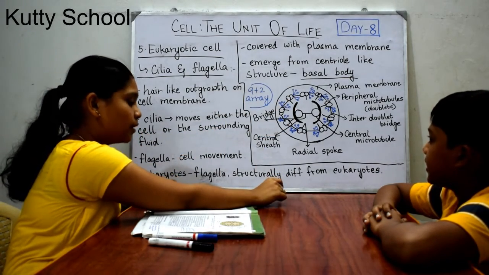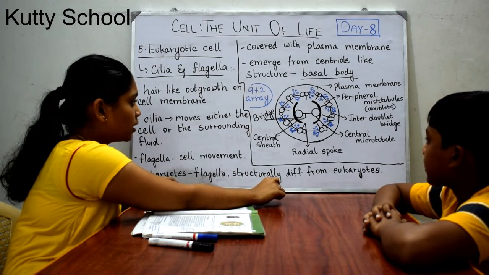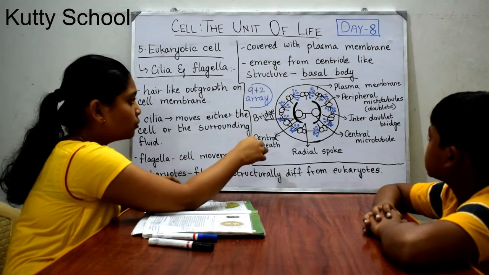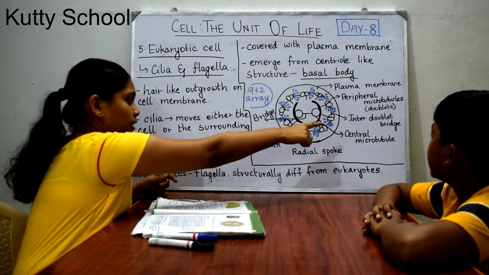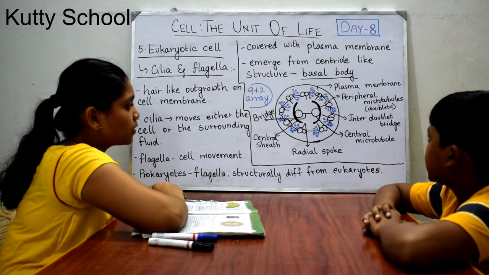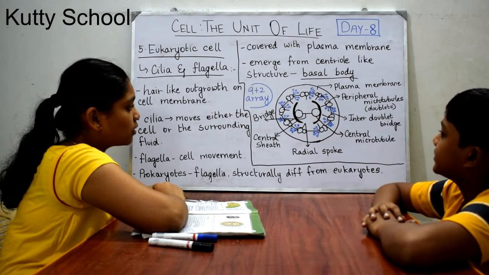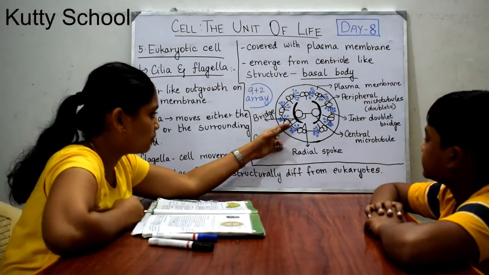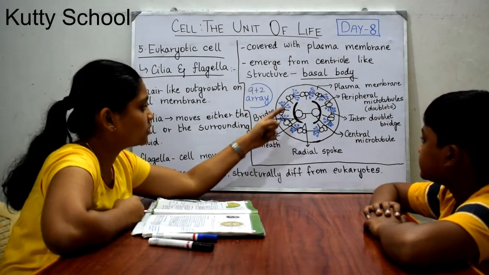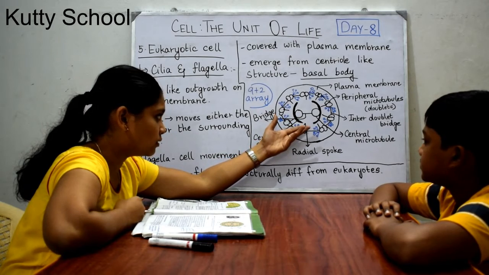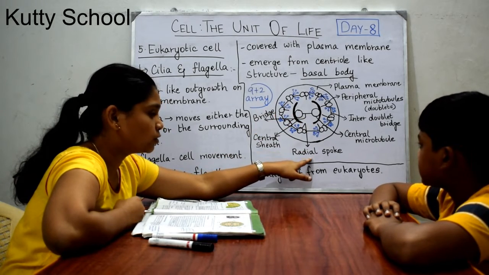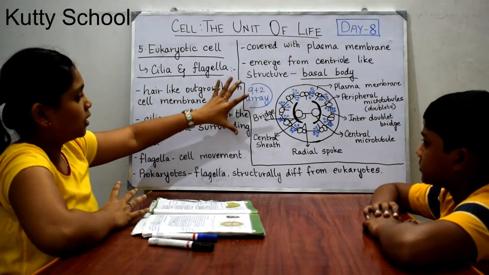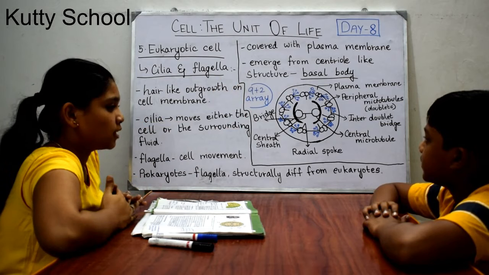A 9+2 array. Here these peripheral microtubules, also known as doublets, are connected through an inter-doublet bridge, like this. And these peripheral microtubules are connected to the central microtubule or the sheath through radial spokes. So this is the structure of both cilia and flagella.